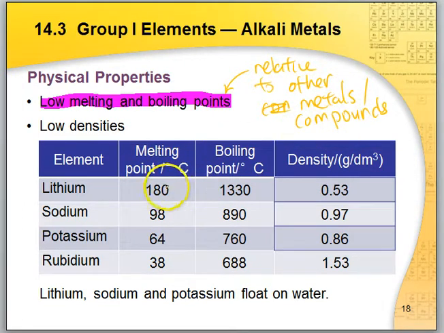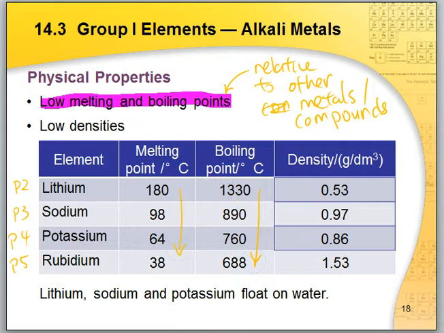So you can see here, lithium, melting point 180, not too bad, boiling point 1330, wow. However, as it goes down, this is period 2, period 3, period 4, and period 5. As it goes down the period, it goes down the group. From period 2 to period 3, period 4, period 5, all in group 1, the melting point decreases, the boiling point also decreases.